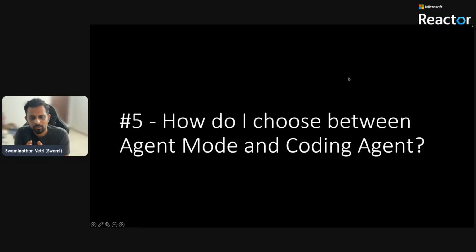And now, how do I choose between agent mode and coding agent? I hope some of you have heard about this coding agent. If not, we did have a session last month in Reactor itself. Please check that out. So coding agent is one step further than the agent mode, which we just saw in the VS Code. That means you can assign a particular GitHub issue to coding agent, or you can tag coding agent in the VS Code itself to start creating a pull request. That means it completely works in an autonomous fashion.